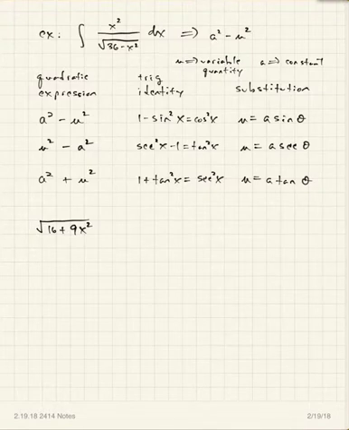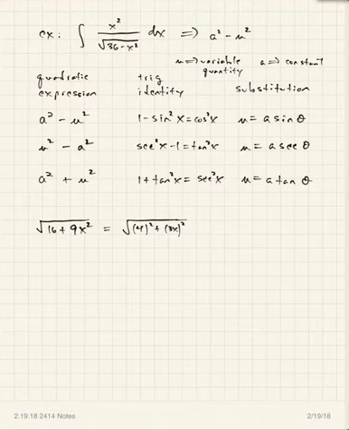If we take the 16 and the 9x squared and write both as perfect squares, you get 4 squared plus (3x) squared. And so a quadratic expression follows the third form, the a squared plus u squared form. And so what would our substitution be for this problem? Well, we would let u be equal to a tangent theta.